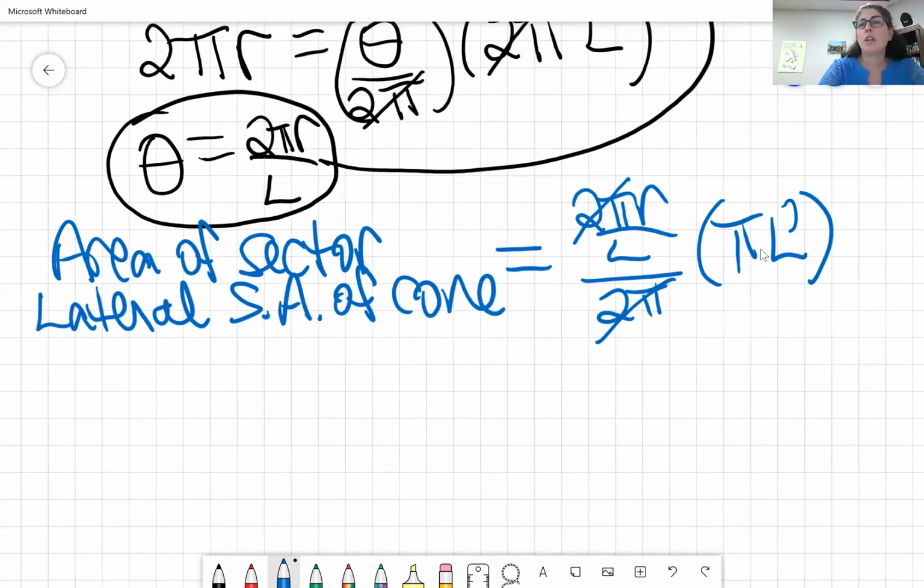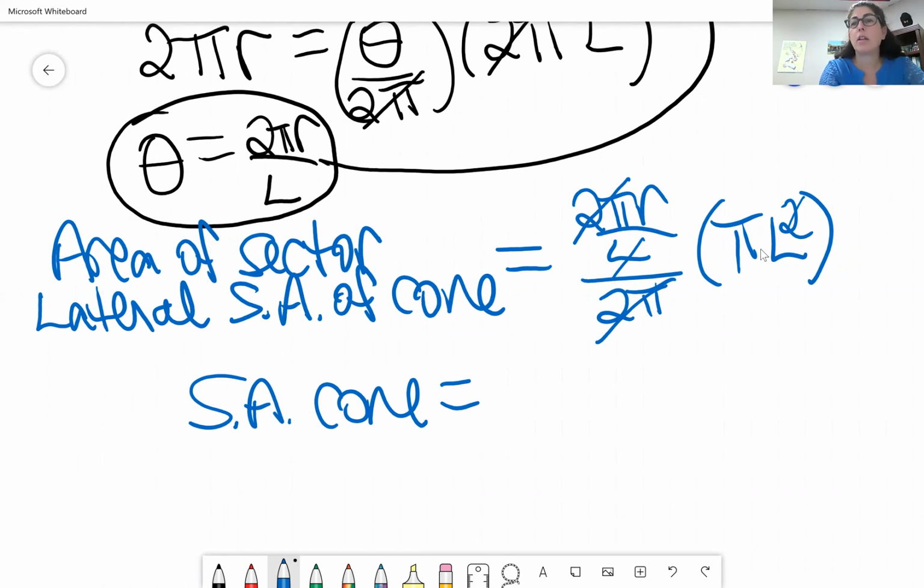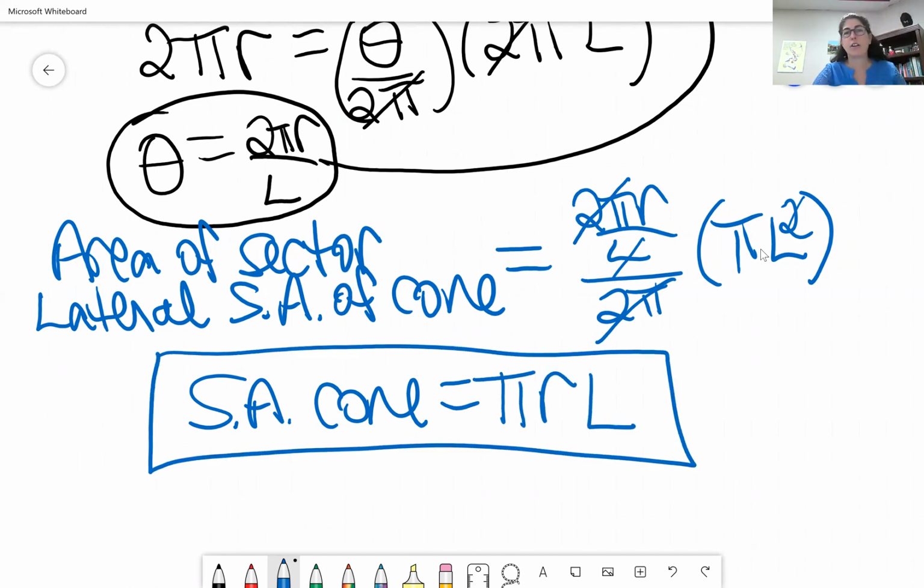Okay. The L here cancels with one of those L's, and we get the surface area of the cone is equal to what's left? The pi, the r, and the L. Pi r L. That's the surface area of the cone, and we'll be needing that in part 2 of this video series.